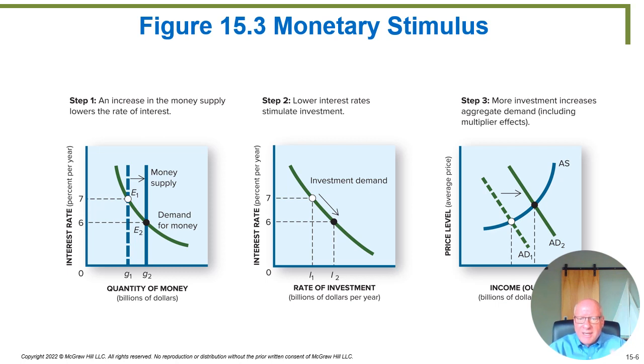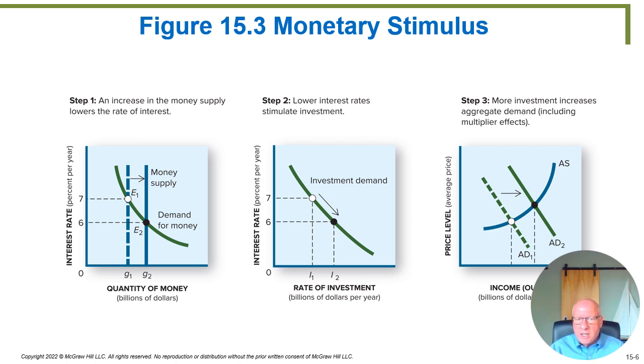7% interest gets the right number of people to keep the money in their checking account as cash, exactly equal to the amount of cash that the government has printed up. Now, let's assume that the economy slides into a recession and the government wants to stimulate the aggregate demand. So, what could we do? In this example, as we can see in the picture, we're going to increase the money supply, so the new equilibrium is at a much lower interest rate, 6%.